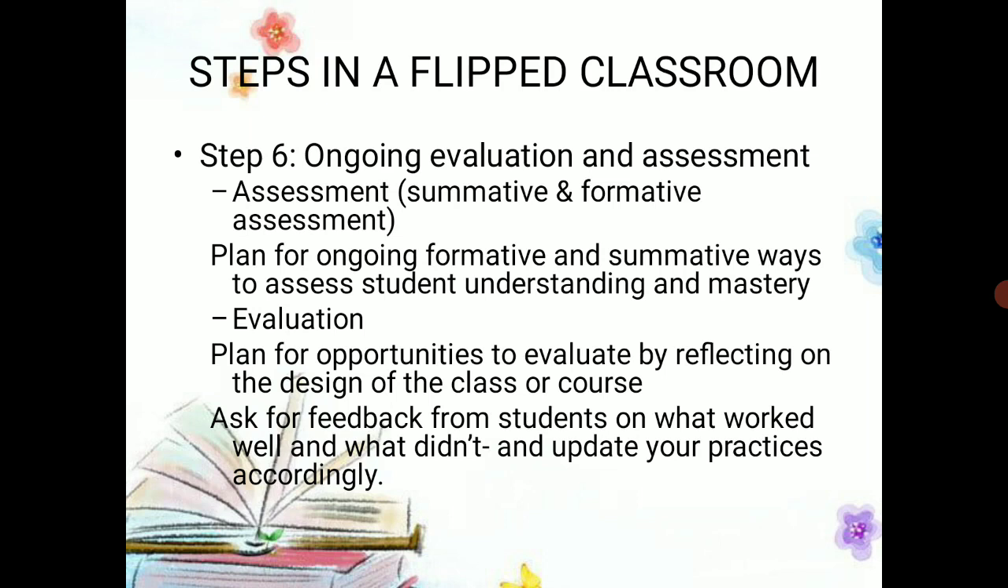Step 6. Ongoing evaluation and assessment. Assessment: plan for ongoing formative and summative ways to assess student understanding and mastery. Evaluation: plan for opportunities to evaluate by reflecting on the design of the class or course. Ask for feedback from students on what worked well and what didn't, and update your practices accordingly.